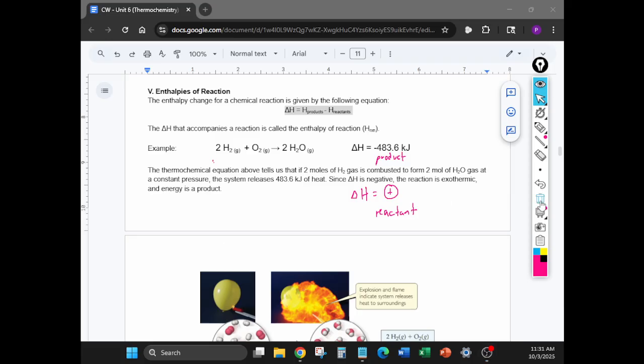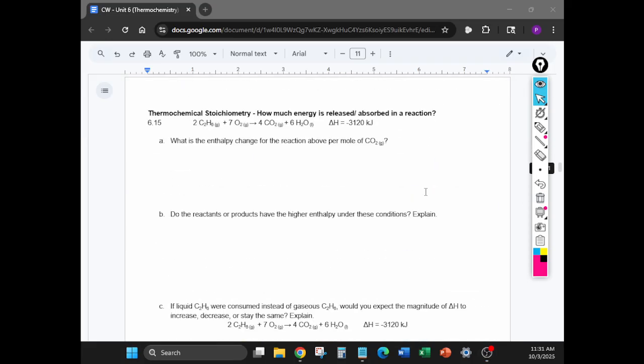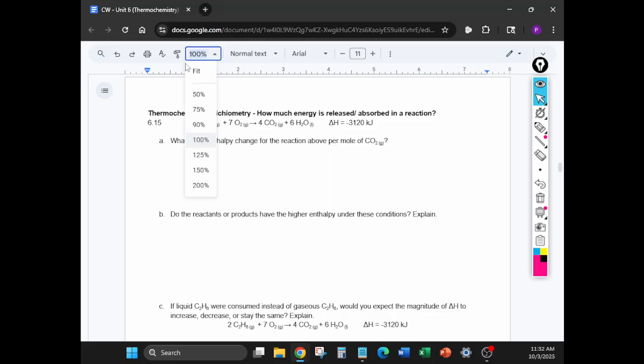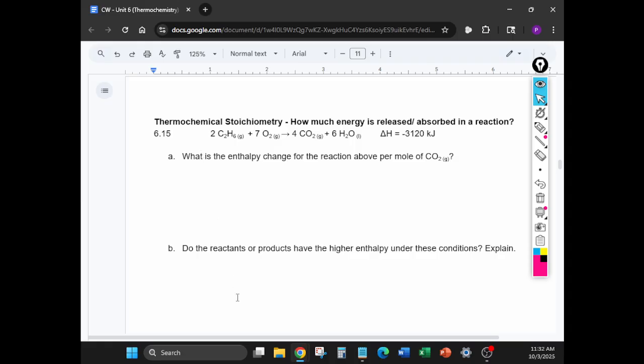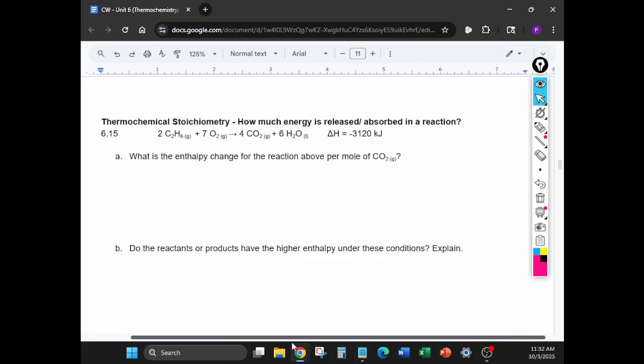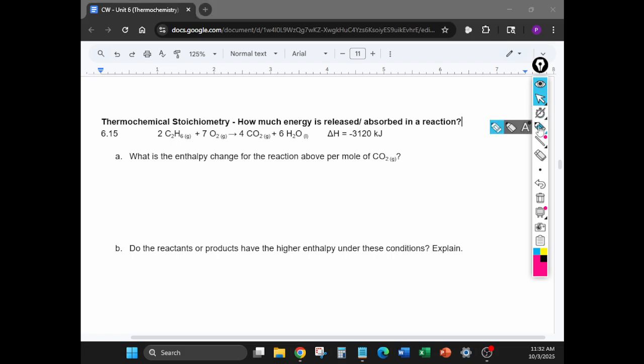But let's go into the stoichiometry portion. Okay, so hopefully you guys can have this up on your screen. That way you can see the equation a little better. But here we have our equation, and we have the enthalpy for the reaction. So we're getting into stoichiometry now using the balanced equations. All right, so let's just jump right into it.